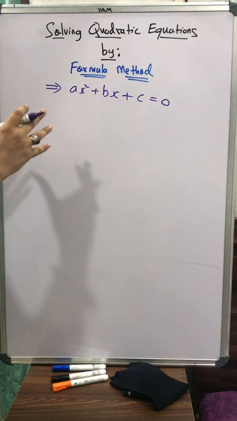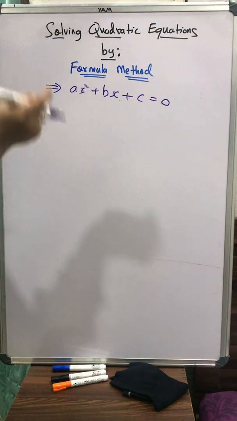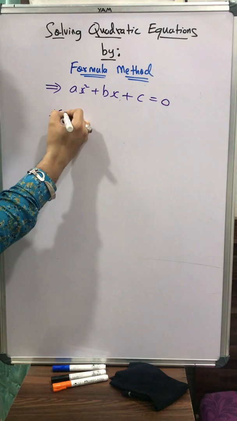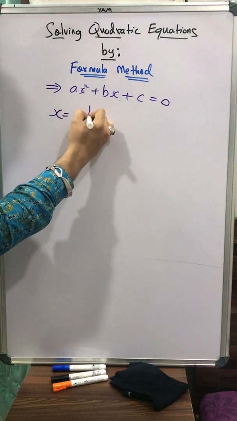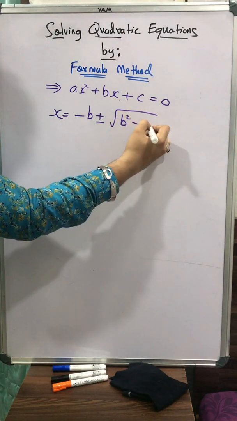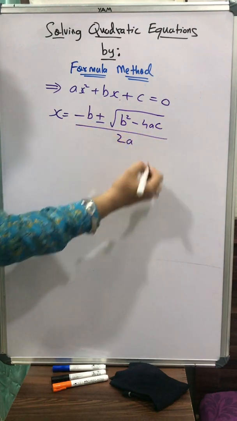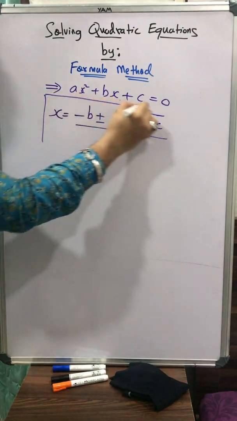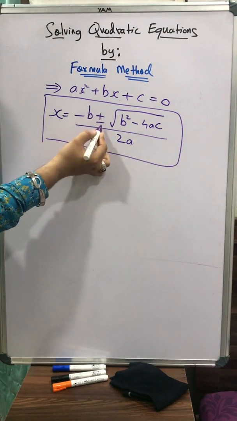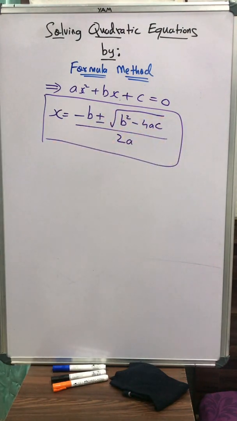Now, what is the formula method? The method of solving a quadratic equation by a formula is called the formula method. Simple. And the formula is x is equal to minus b plus minus root of b square minus 4ac, the whole upon 2a. Yes, this is the formula: x is equal to minus b plus minus root of b square minus 4ac, the whole upon 2a.